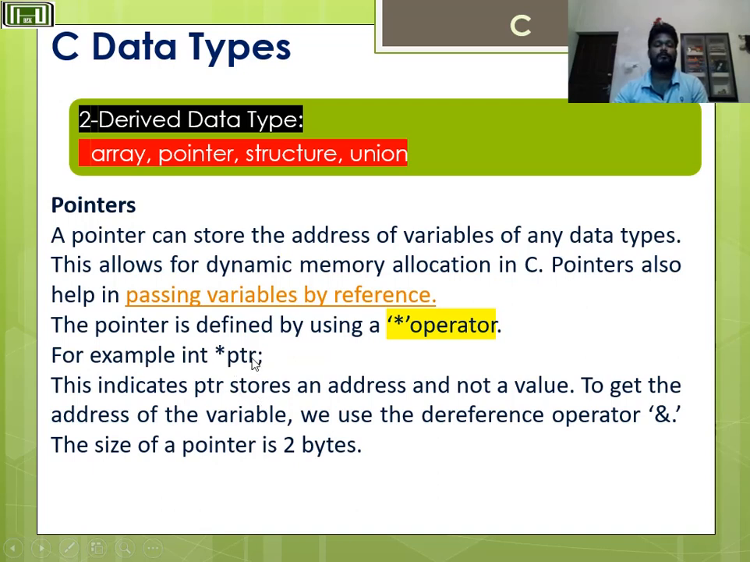To get the address of a variable, we use the address-of operator, that is ampersand. The size of a pointer is 2 bytes. This is about pointers. A pointer can store the address of a variable of any data type. Here is the syntax: int *ptr. Int is the data type, star indicates the pointer variable, then ptr is the pointer name.